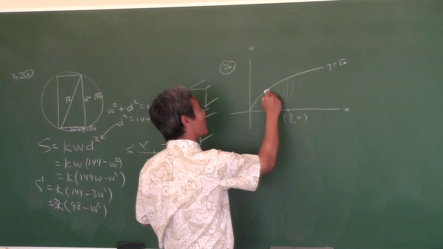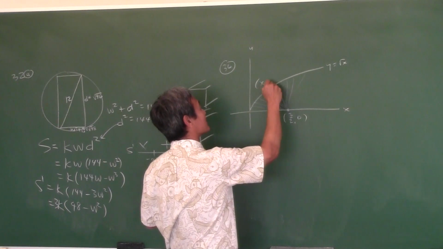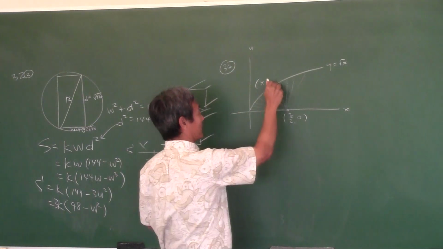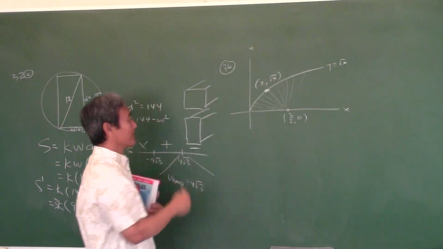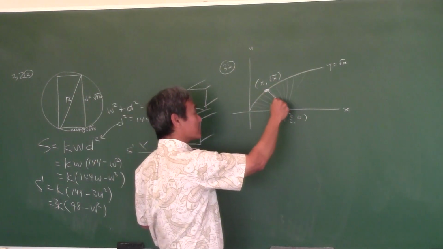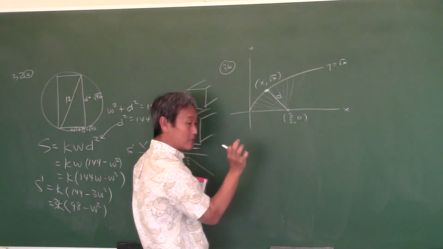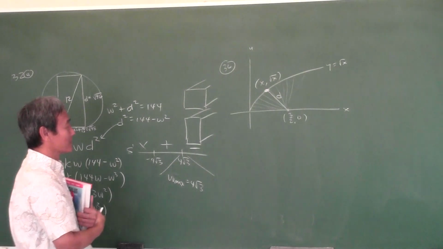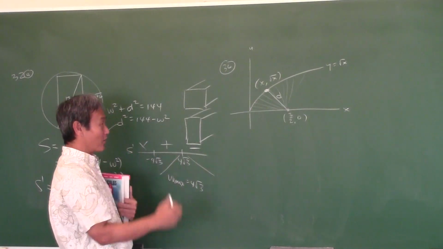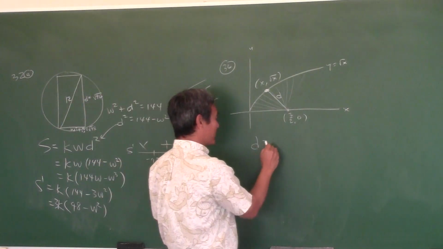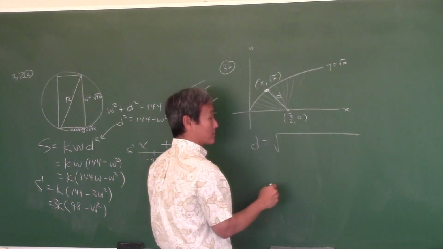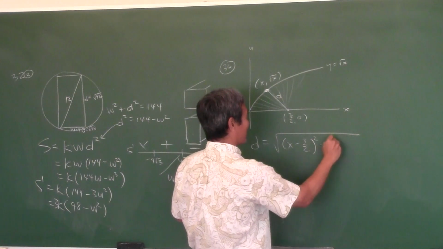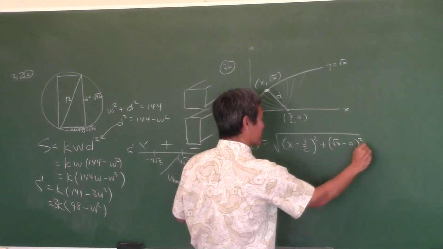So, we don't know what the coordinates of this point are, so we label it x, comma, y. Well, what is y equal to? Root x. Okay, there you go. And what are we trying to minimize? The distance. We want the distance to be as small as possible. So what formula do you think I'm going to use? The distance formula. The distance between 2 points is, I hope you guys remember the distance formula, x minus x quantity squared plus y minus y quantity squared.